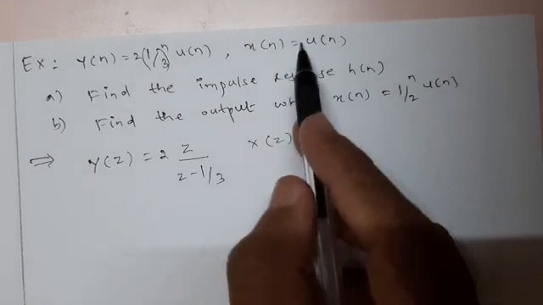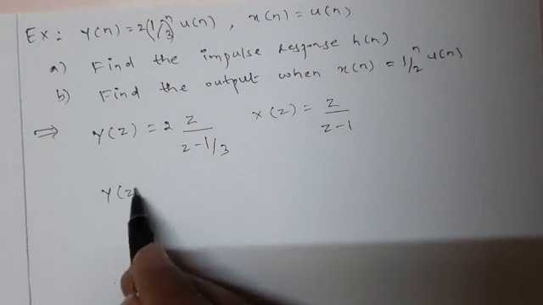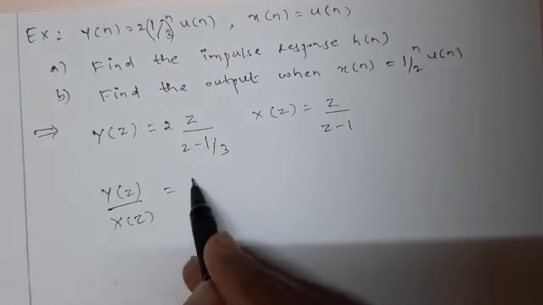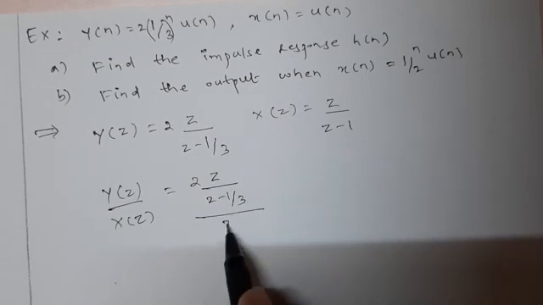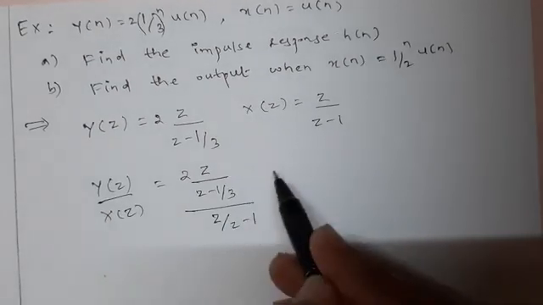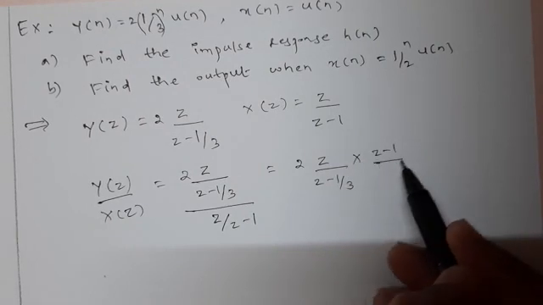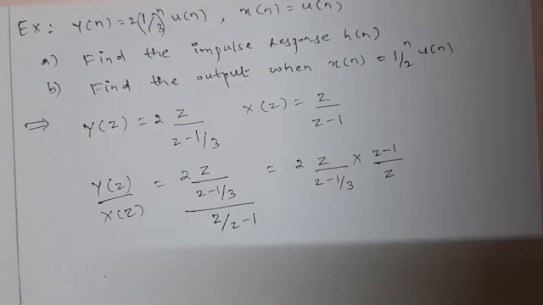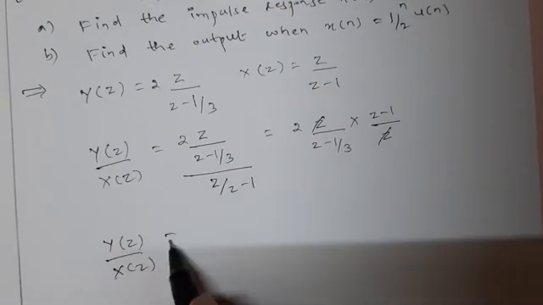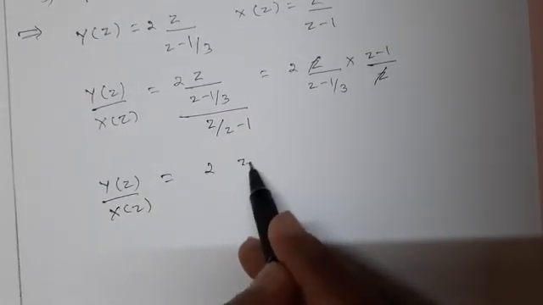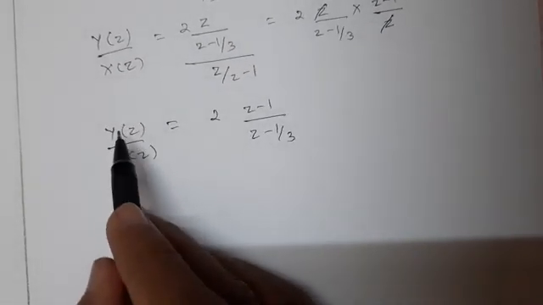X of z, z transform of this, z divided by z minus 1. Okay, so y of z divided by x of z is equal to 2z divided by z minus 1 by 3 whole divided by z divided by z minus 1, which is equal to 2z divided by z minus 1 by 3 into z minus 1, divided by z. Z gets cancelled. So you are left with y of z divided by x of z is equal to 2 z minus 1 divided by z minus 1 by 3.